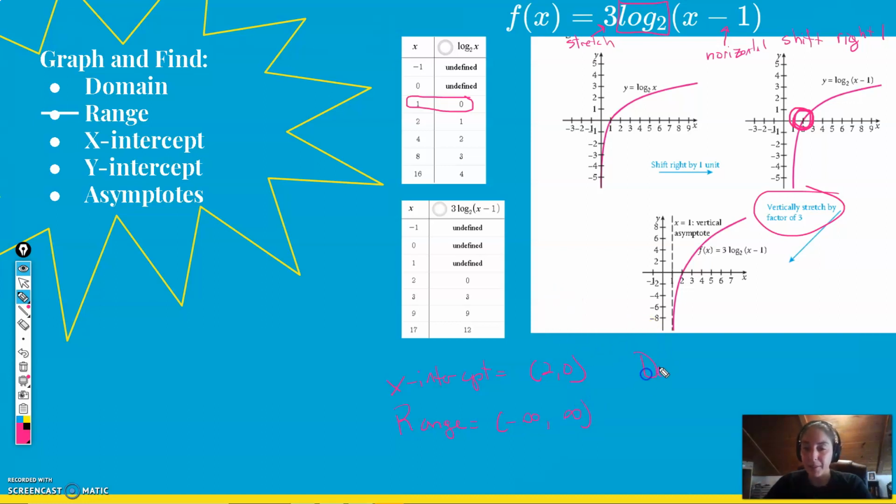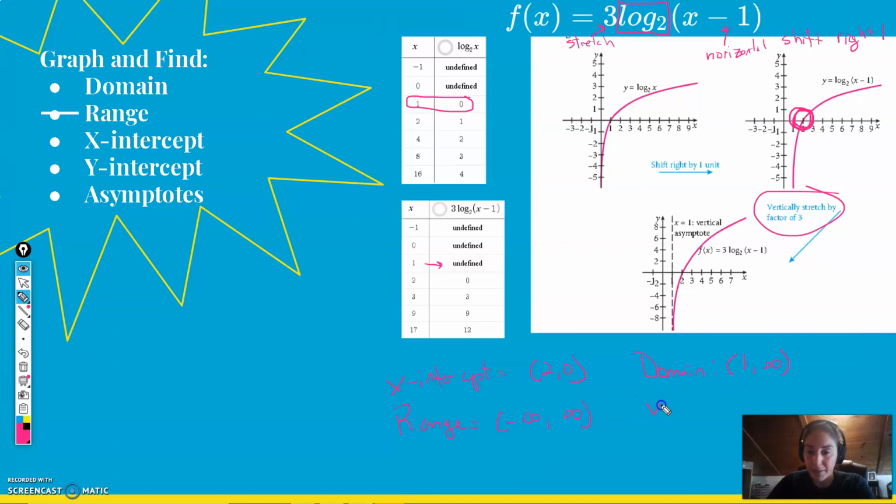Now let's look at the domain. So our domain now, let's see, our old domain was all positives, we're good. Our new domain, notice now at 1, we're now undefined. Okay, so our new domain now, we need to be bigger than 1. So our new domain is going to now go from 1 to infinity, where our old domain was 0 to infinity, but we shifted to the right by 1. So that's what happens to the domain.